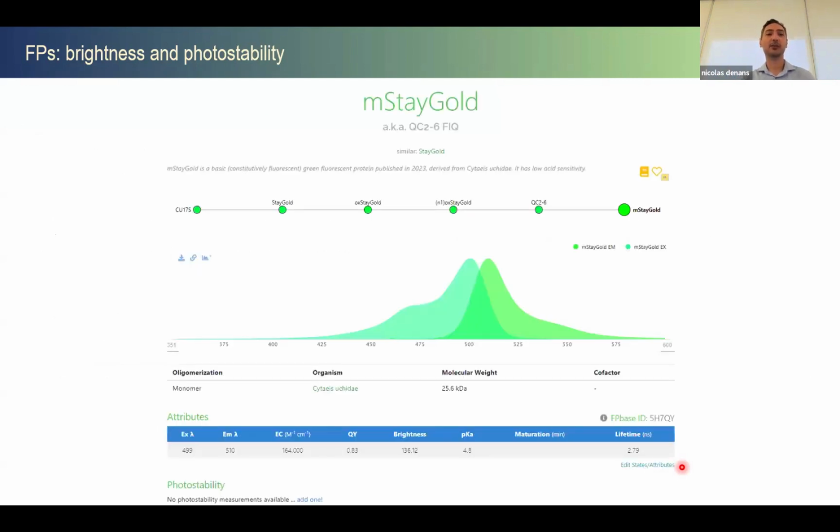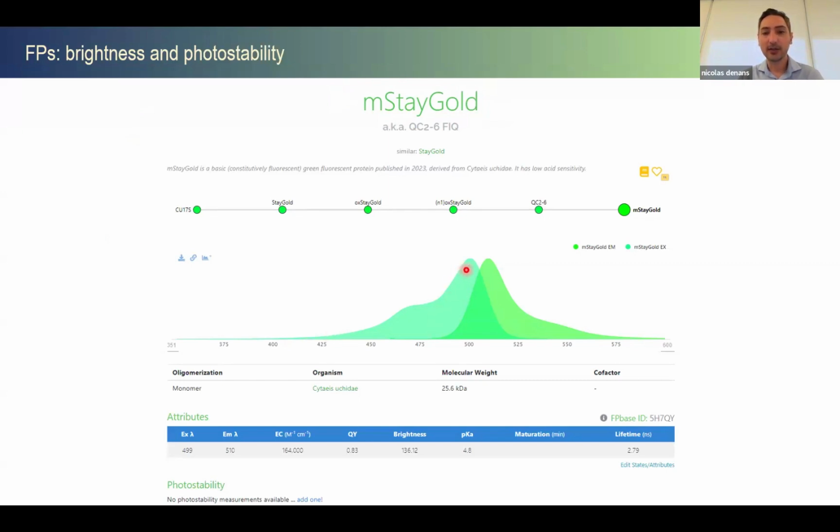So again, we can go back to FPbase and have a different view of it. This is mStayGold, which is now my favorite green fluorescent protein. This is a complete breakthrough in fluorescent protein development. It is extremely bright and extremely photostable. I can guarantee that you will kill your cell before you bleach mStayGold. It was developed very recently, in the past couple of years, and that makes a huge impact in biological science. So what can we find on FPbase?